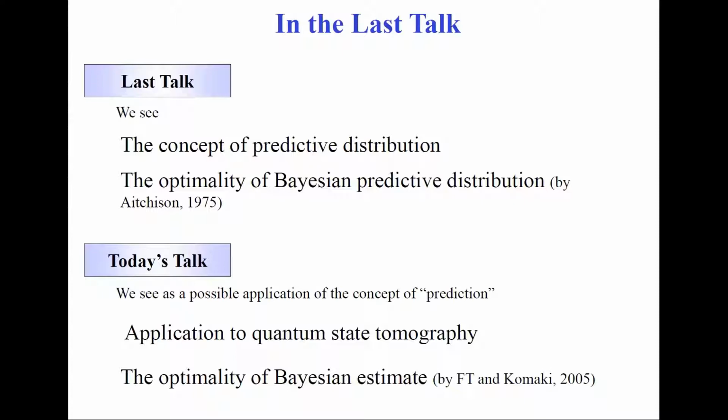Quantum state tomography is a basic tool in quantum information science and quantum information experiments. And then we show the optimality of Bayesian estimate in this setting.